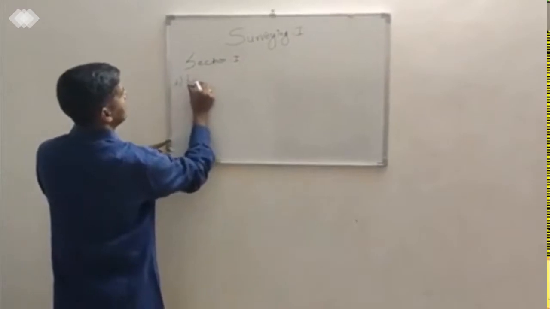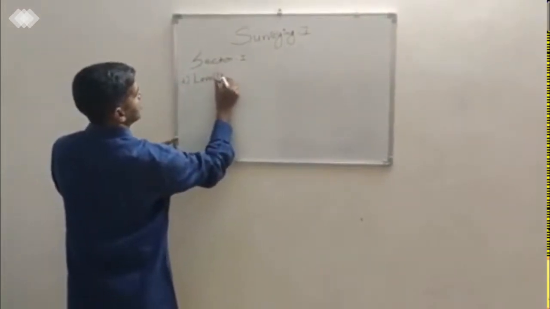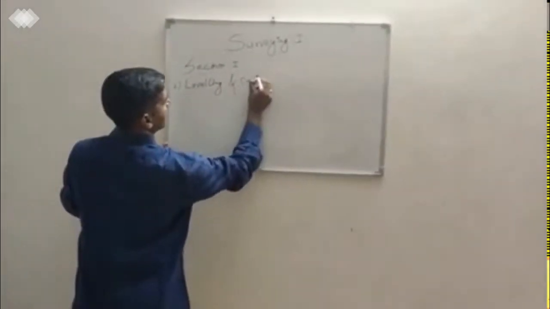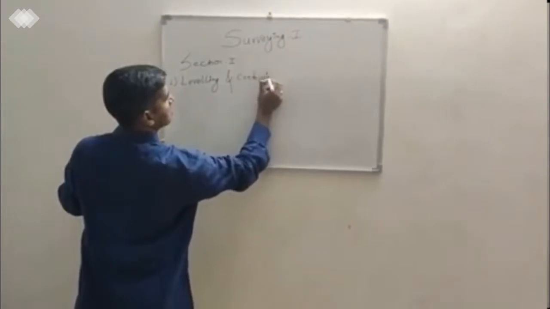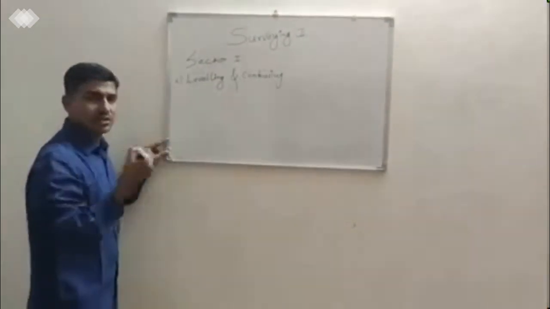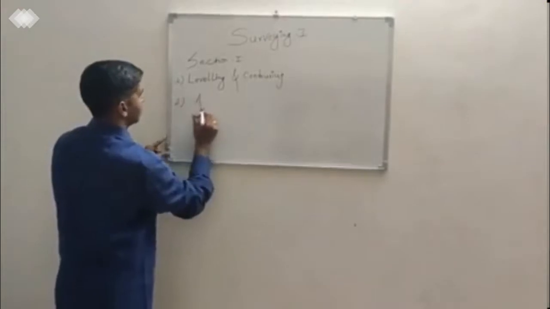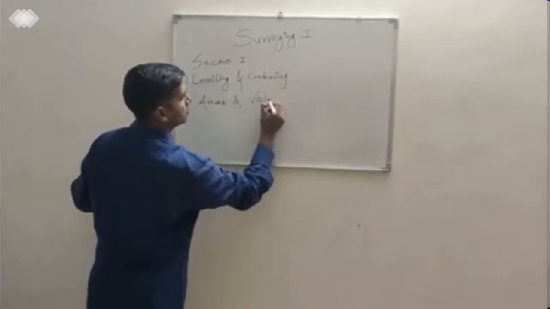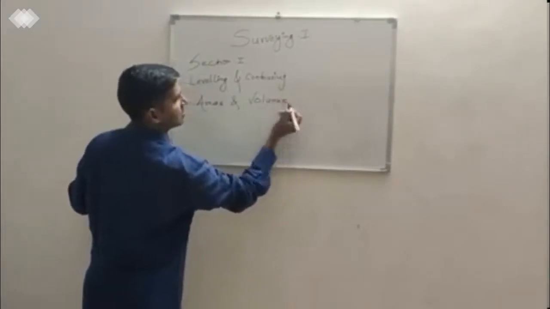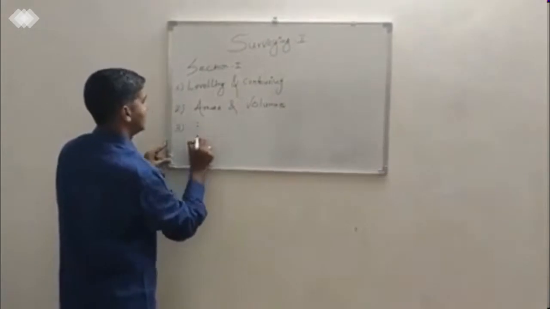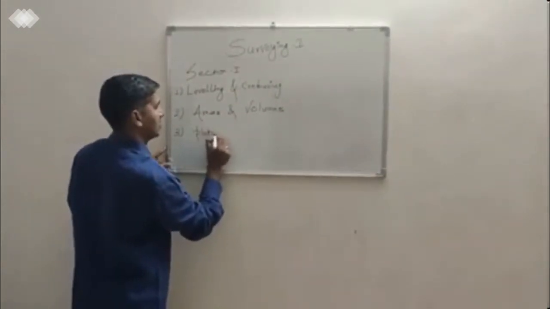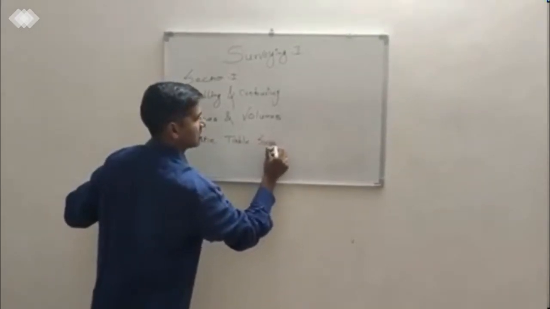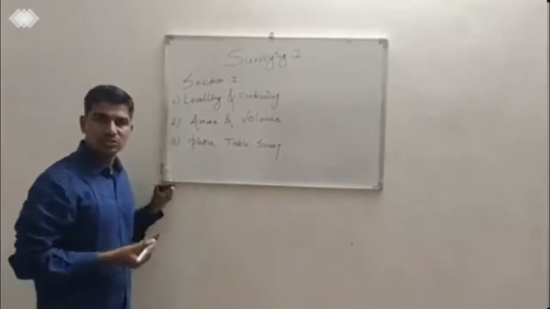First is leveling and contouring. Second unit is areas and volumes. Third unit is plane table survey. These are the 3 units in section number 1.